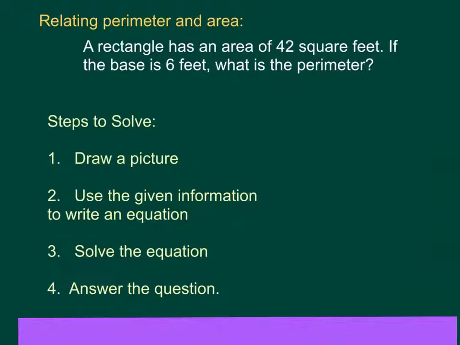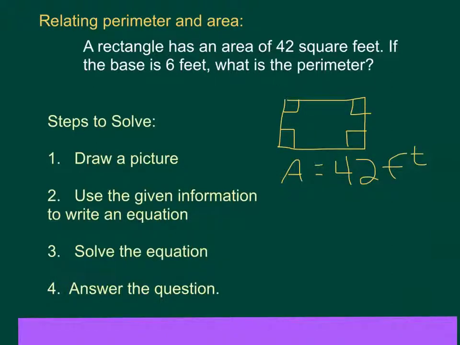So the first thing we need to do is draw a picture. Remember, for a polygon to be a parallelogram, it just needs 2 sets of parallel sides. Therefore, all rectangles are parallelograms. So I draw my rectangle here. I know that my area is 42 square feet. And I know that the base is 6 feet. So I draw in what I know about my rectangle in the picture.